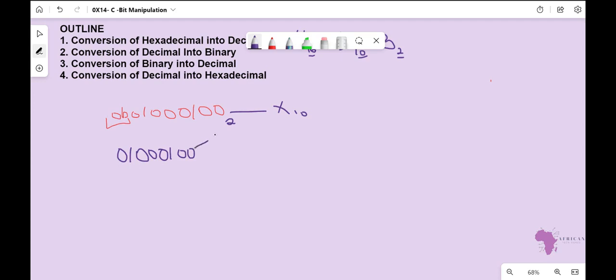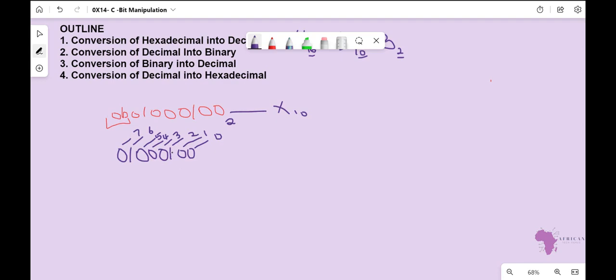This one is in position 0. This one is in position 1. This one is in position 2. This one is in position 3. This one is in position 4. This one is in position 5. This one is in position 6. And this one is in position 7.